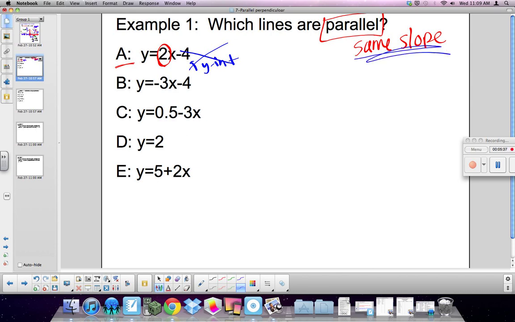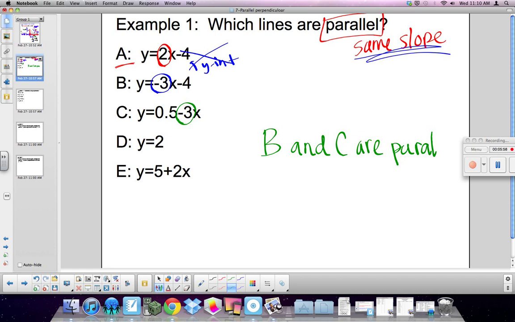B has a slope of -3. That's different than A. C has a slope of -3 as well. Slope is always with the x. So right now I have one answer. B and C are parallel because they have the same slope.